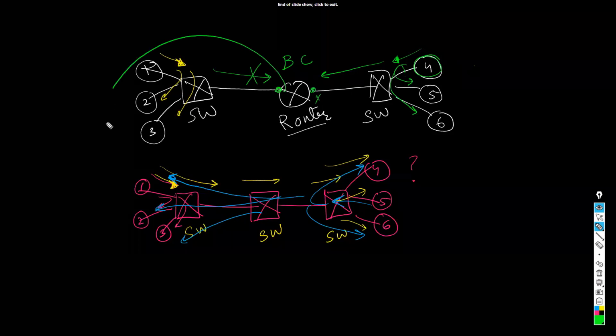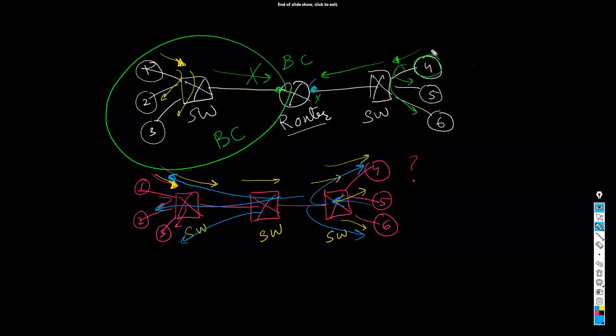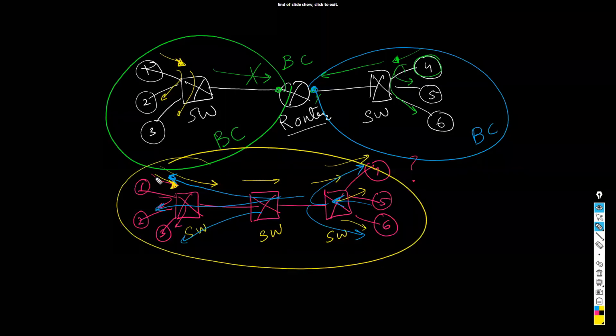on one router port. So it means this is one broadcast domain, like a big group. And on the right side, there is another group with this port. So this is another group. So this is also a broadcast domain. So a green domain and a blue domain. While in the case of the switch, all of them were belonging to one broadcast domain, BD, or you can say BC, whatever you want.